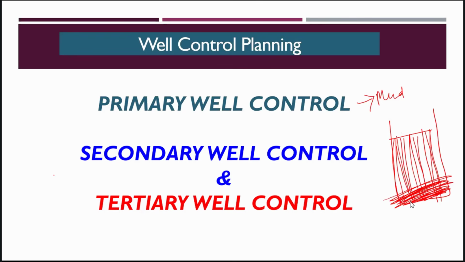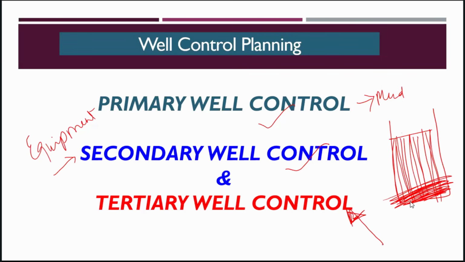Secondary means equipment. Here we are using our pressure control equipment. There are many pieces of pressure control equipment. We call it the blowout preventer, BOP. Blowout preventers, many valves, many pieces of equipment work together to form the secondary well control. We will look into it. And if from both primary and secondary well control you are unable to manage the well, then comes the tertiary one. It is not common, and our aim should be that we should not reach this stage.